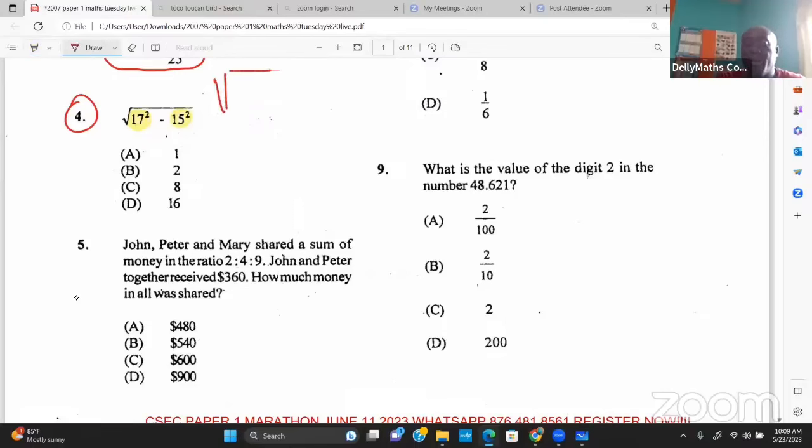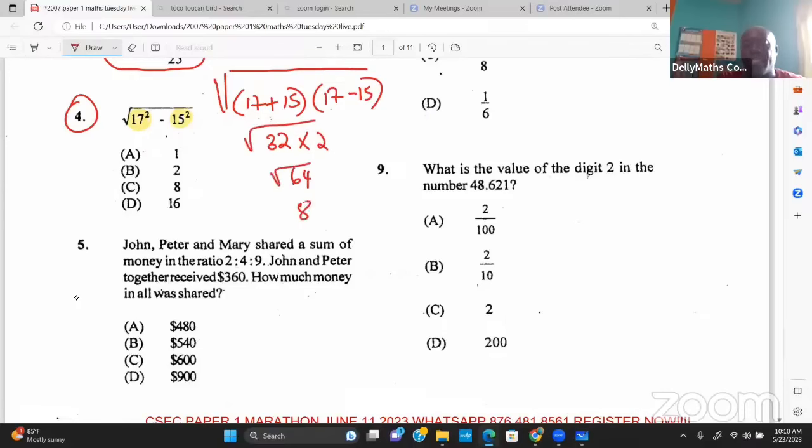So I could rewrite this as, because this is a difference of 2 squares, 17 squared and 15 squared, I'm going to factorize this. So I'm getting 17 plus 15, and then 17 minus 15, because the root of 17 squared is 17. The root of 15 squared is 15. So as you could see, under my square root, I'm going to have 32 times 2, which is 64, right? So the square root of 64 is 8. So there it is. I would have picked 8 like that.